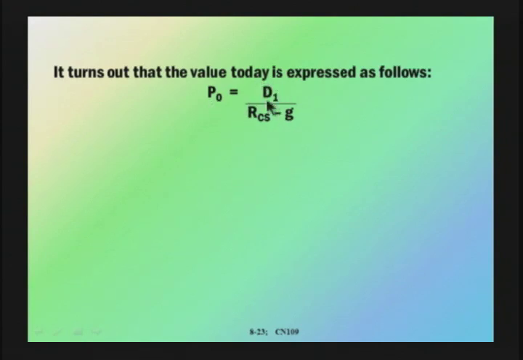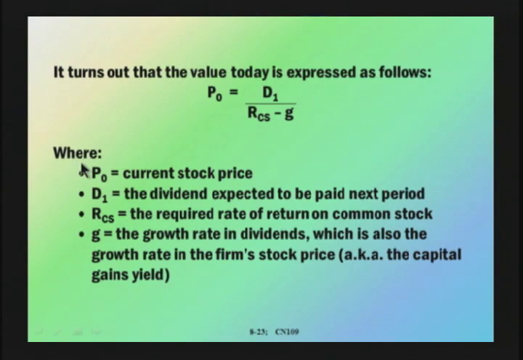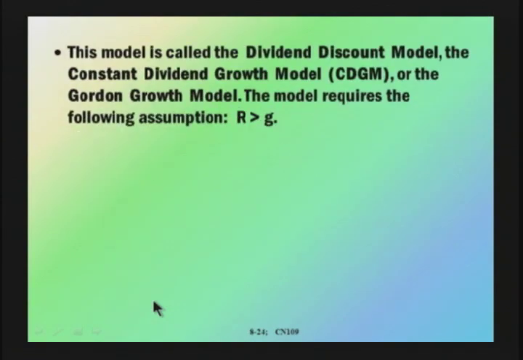It says if we take the next dividend, not a dividend just paid today, but the next dividend one period later, and we divide by the required return minus the dividend growth rate, that will give us the price of the common stock. So the next dividend divided by the required return minus the dividend growth rate will value the common stock. This dividend growth rate g is also called the capital gains yield because it is the rate at which the share price will increase each period.